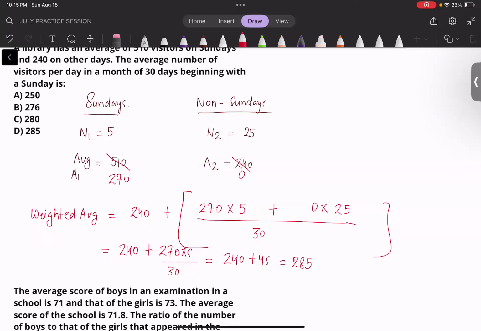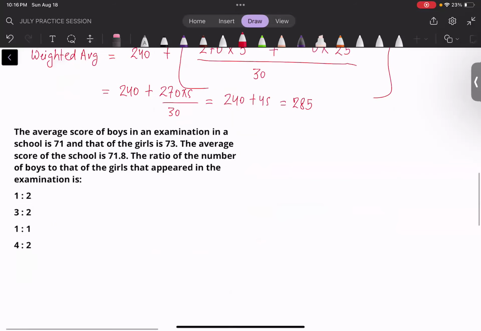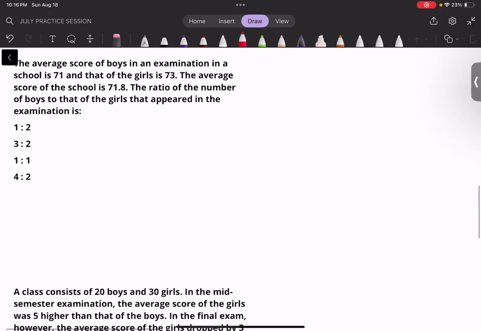All right. So try to choose a value. In most of the cases, two categories will be there: N1, N2, A1, A2. Most of the questions. Let's see one more question. A very interesting question. All right. Please try this question. Try to solve it by the formula.